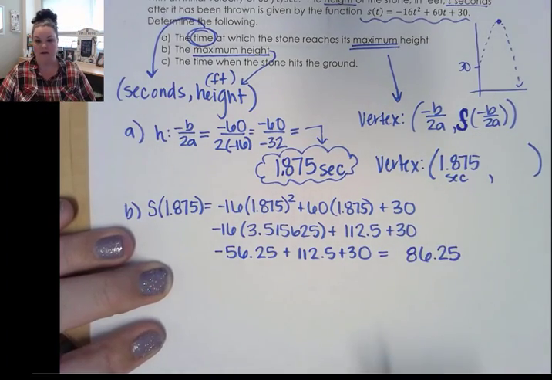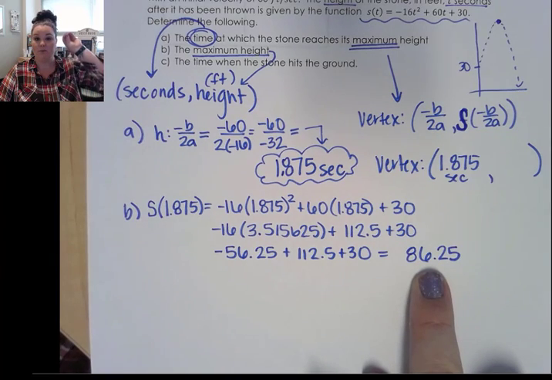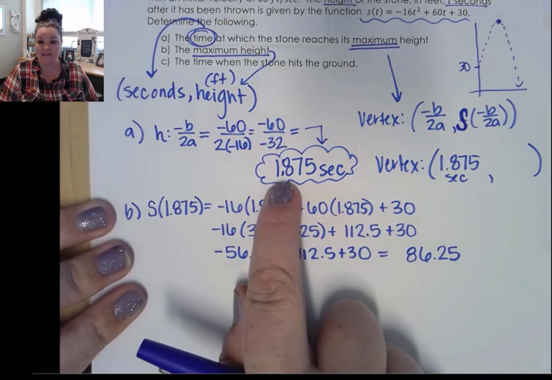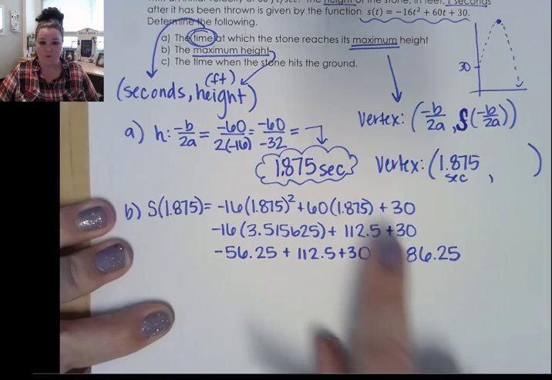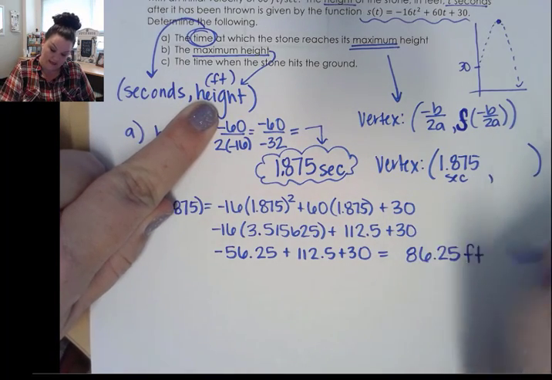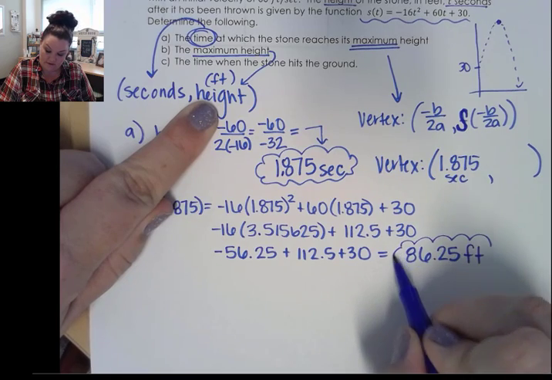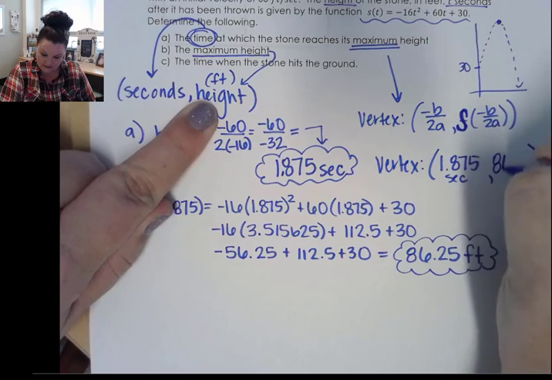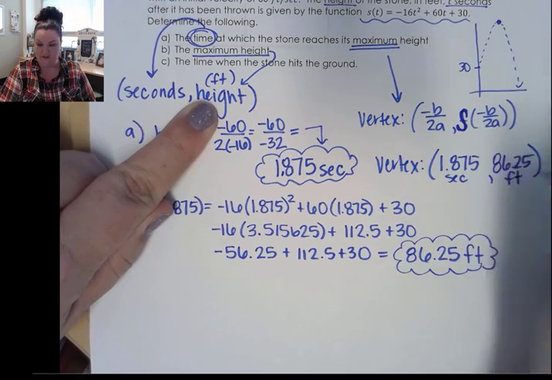So what we end up with when we combine all of this is 86.25. Remember what our function does is it puts in time and it gives us out height. So we put in 1.875 seconds, and what we're getting out is the height in feet. So this is 86.25 feet. And that's the second coordinate of our vertex, 86.25 feet.